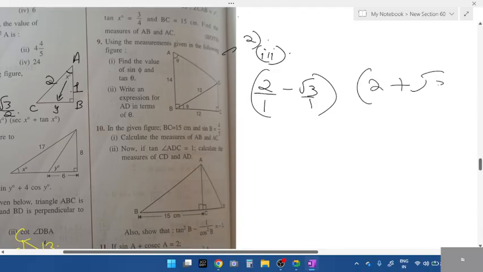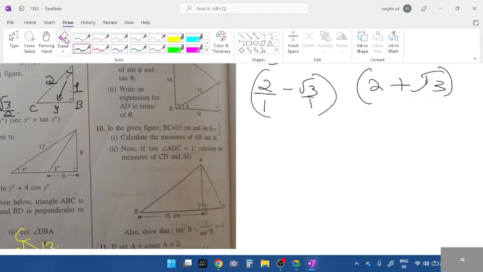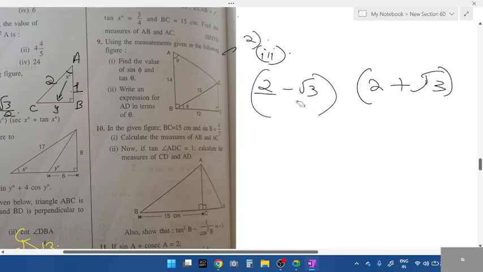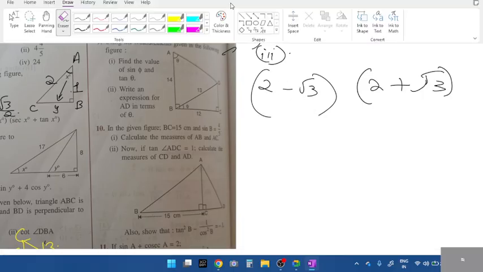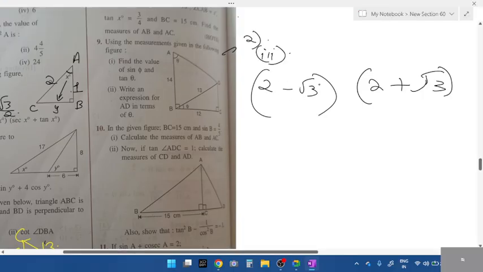2 plus root 3. Just ignore denominators, Sasha. 1 doesn't make any difference. How does this look? Which algebraic expression? A plus b into a minus b, right? Or a minus b into a plus b? Either way, both are the same. What's the answer you get? A square minus b square.